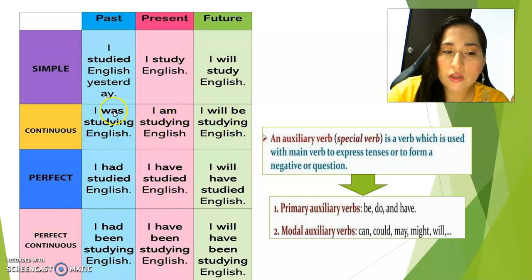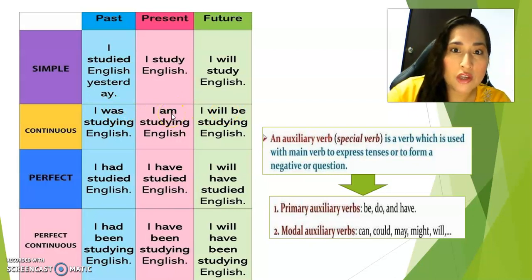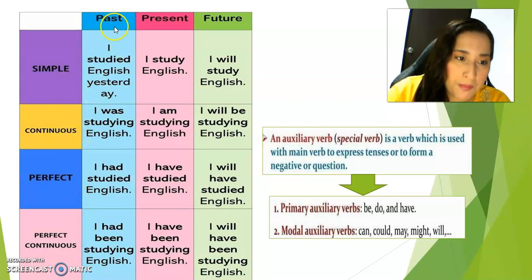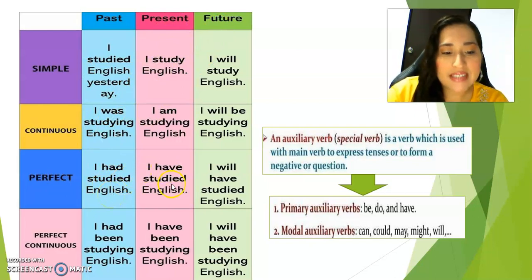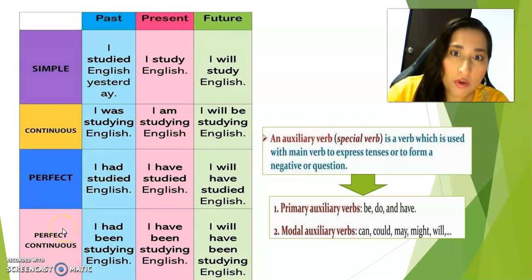Pay attention to these words, was, am, will, because these words are signal words that you can use to identify what type of verb tense we are talking about. Perfect: past perfect, present perfect, and future perfect. I had studied English. I have studied English. I will have studied English. Okay. And this tense is not common, but it's very important that you take it into account.